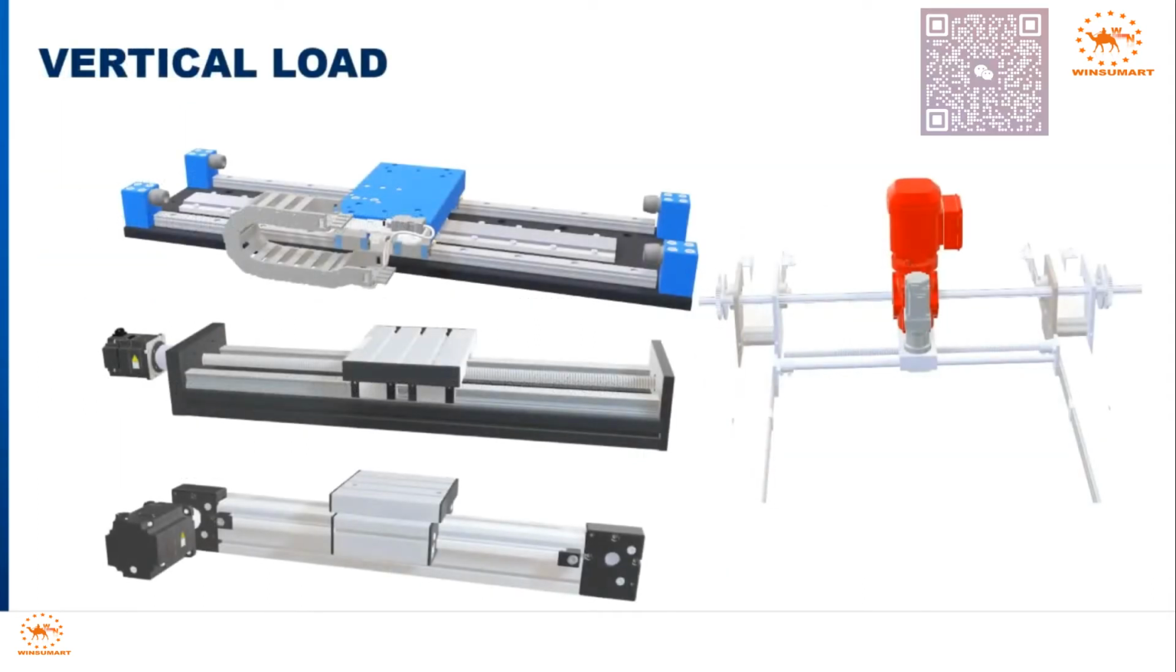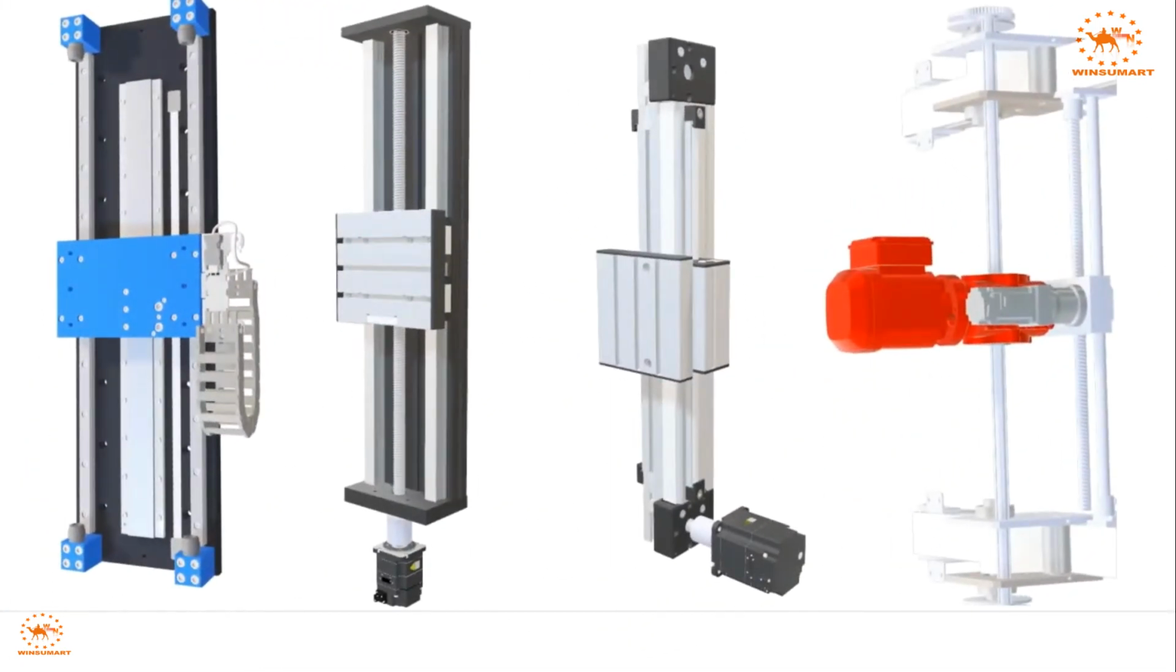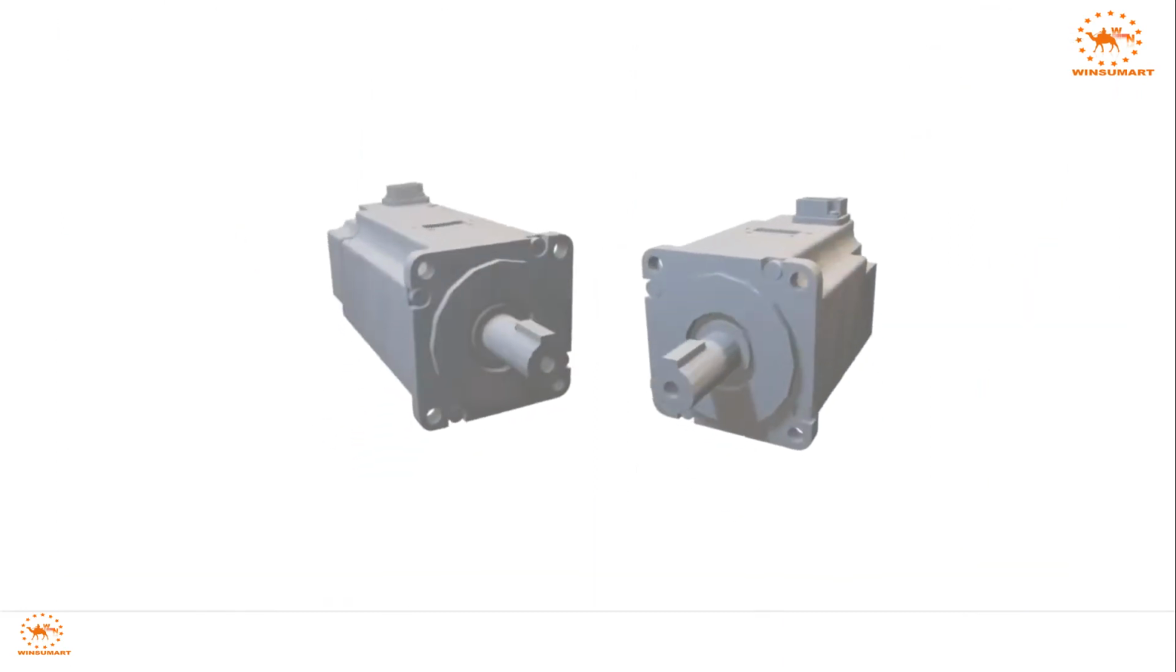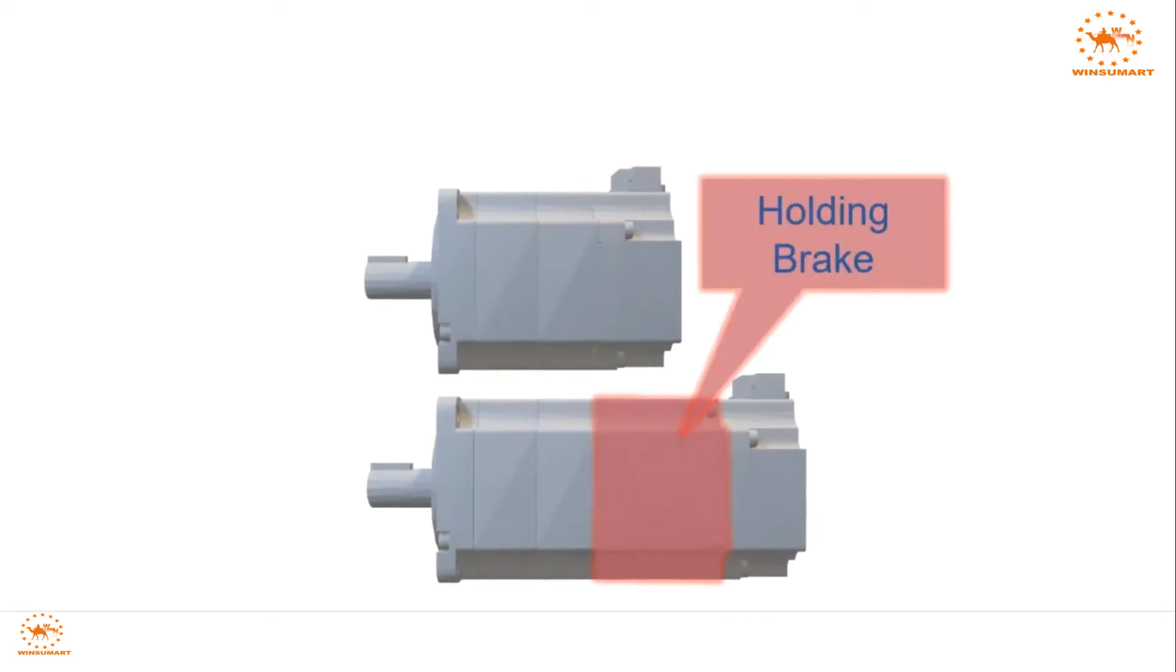Horizontally oriented motion is the most common, but vertical or inclined axes are required in many applications. This means the force of gravity is constantly pushing the load down. This force must be overcome by the motor while the axis moves or holds position. When the machine powers off, a braking system can prevent the vertical axis from falling. Rotary brakes are commonly found in servo motor designs to lock the motor shaft when powered down.